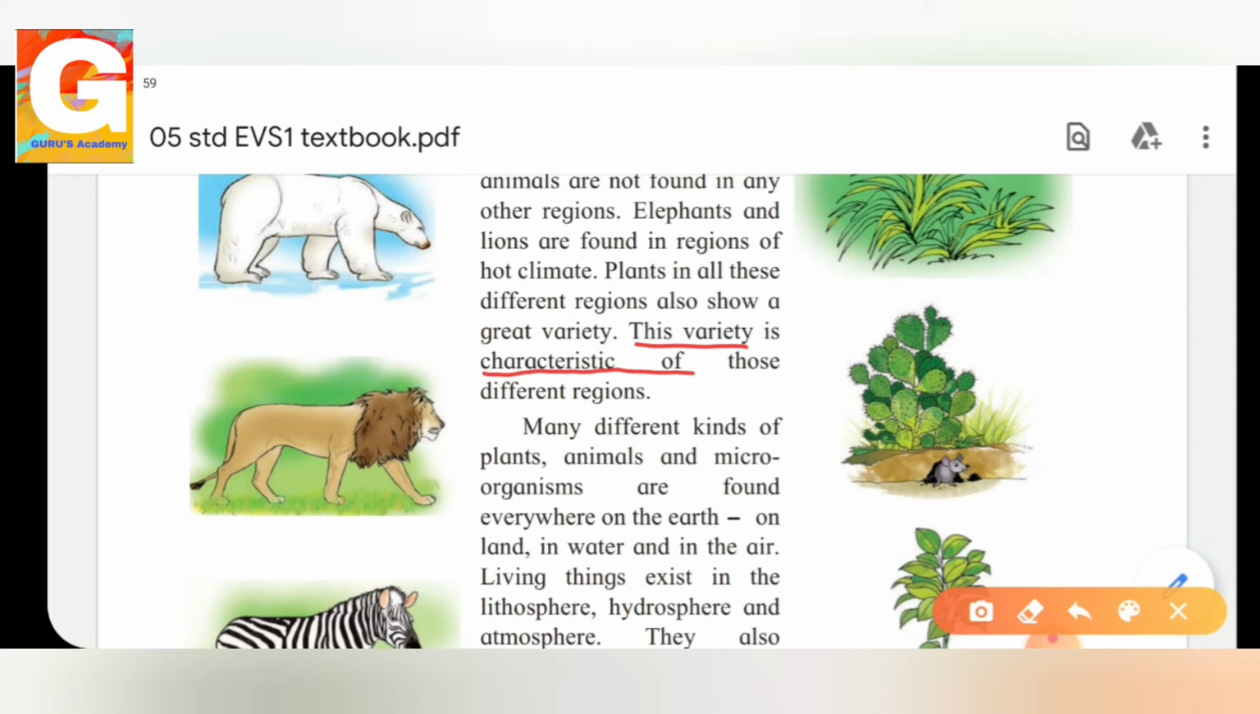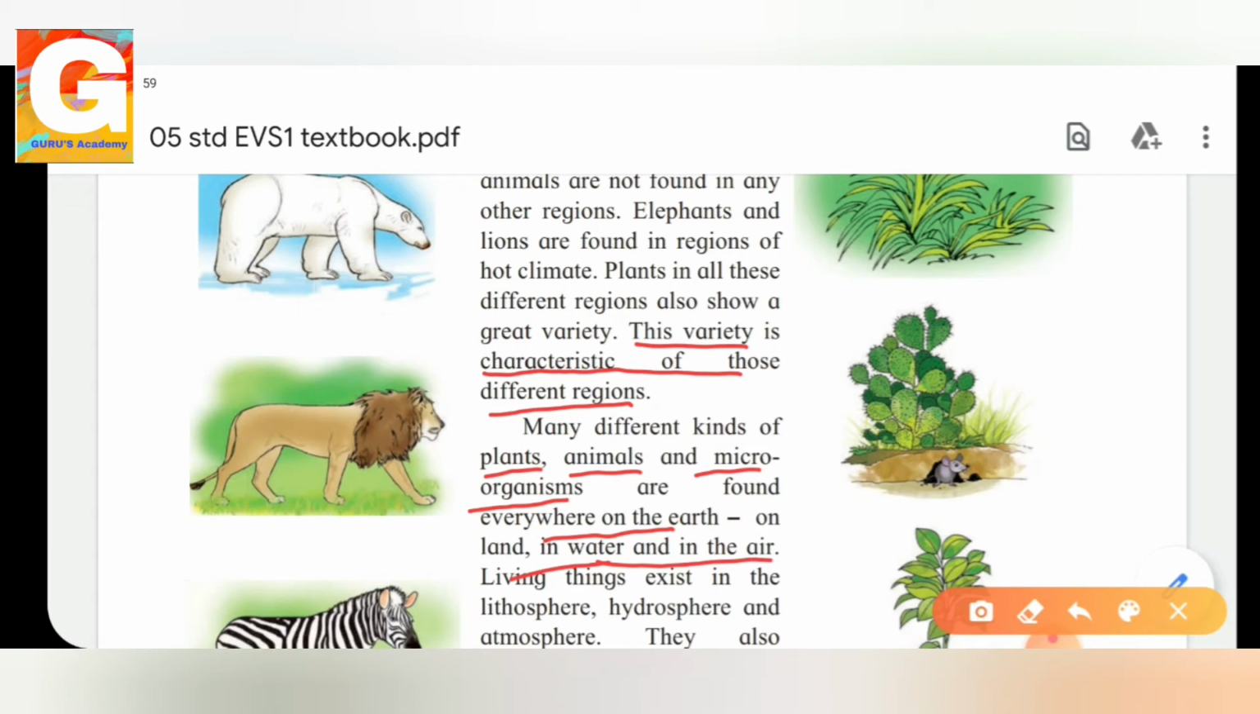Yes, characteristics of those different regions. As we have seen, there are different regions, so those show the different characteristics of those regions. Then many different kinds of plants, animals and microorganisms are found everywhere on the earth. We have seen that these different kinds of plants, animals and microorganisms can survive everywhere on the earth, that is, on land, in water and in air.